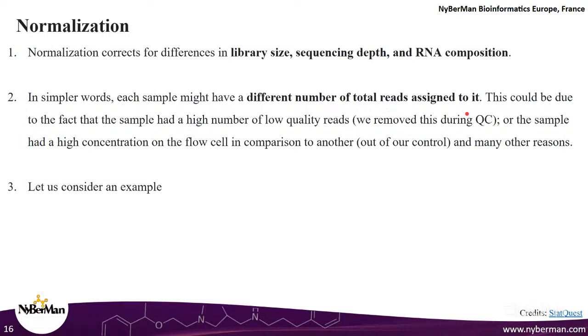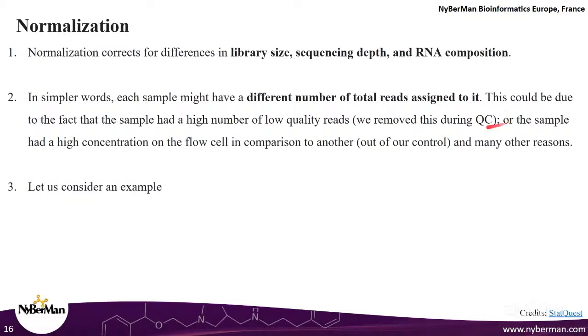That could happen, right? For example, what could happen is a sample may have a very high number of low quality reads, right? Why could that happen? Say for example, during our sequencing run, something went wrong. We got a very low number of high quality reads, right? So obviously if we have a low number of high quality reads, we will have a high number of low quality reads, right? If we have a high number of low quality reads, we will end up removing them during our quality control step, right? This is one such scenario.